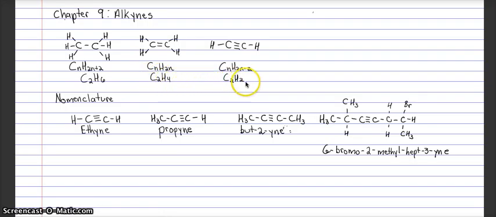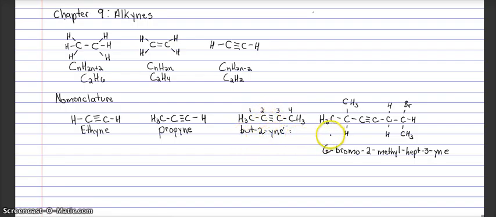their respective formulas. Nomenclature of alkynes will have a -yne ending. So for example, 2 carbons is ethyne, 3 is propyne, 4 would be butyne. We can specify the location of the alkyne. If I number this 1 through 4, the alkyne is at position 2, so this would be but-2-yne.